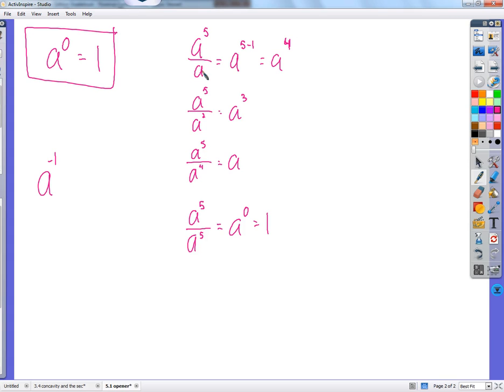So we start with a to the fifth divided by a squared, a to the fourth, a to the fifth. Let's keep going. A to the fifth over a to the sixth.